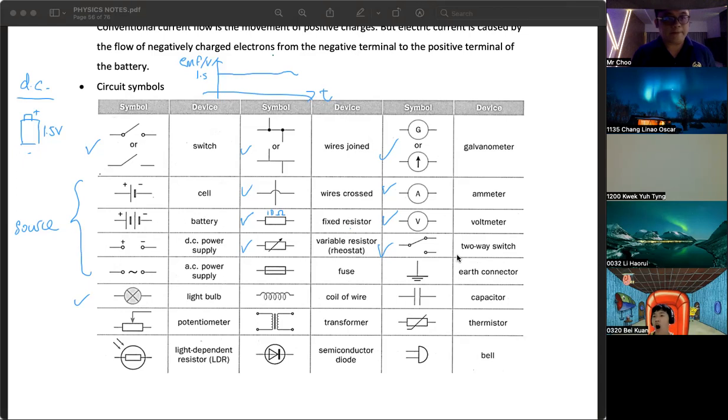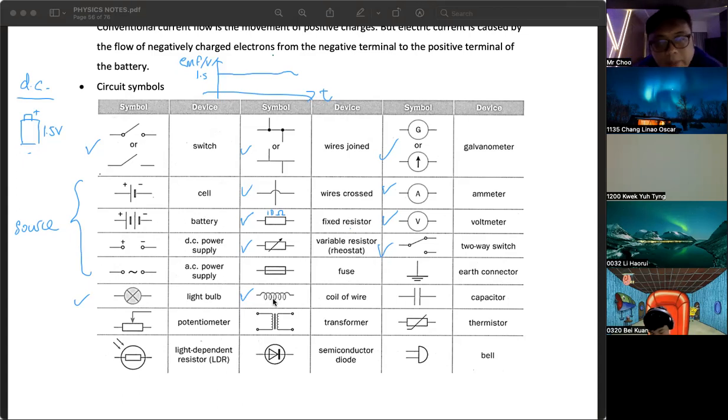All right. Now, the rest of the items. Let me talk about this one first. This coil of wire, I'm sure you've seen this before, even in primary school. When we talk about electromagnets, we need to coil the wire over an iron bar. So this is a solenoid. It's also called a coil of wire. The rest of the items here are pretty new.